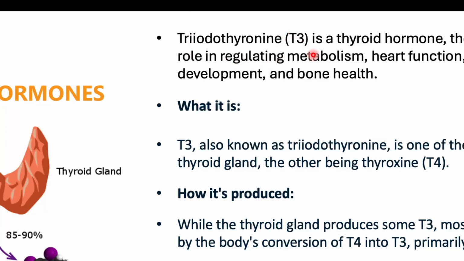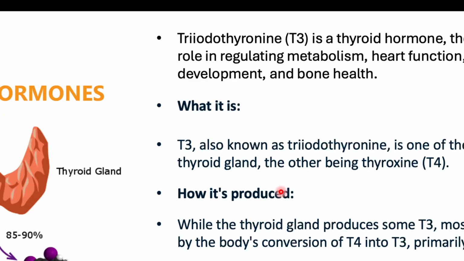Triiodothyronine or T3 is a thyroid hormone, the active form that plays a crucial role in regulating metabolism, heart function, muscle control, brain development, and bone health. So, all these important functions are regulated by triiodothyronine. It is one of the two major hormones released by the thyroid gland, the other being thyroxine, which is T4.